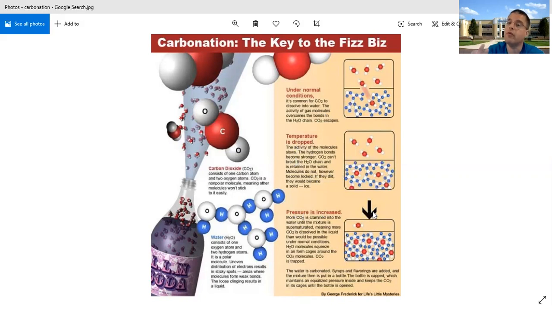So to increase the solubility of a gas in a liquid, you drop the temperature to slow it down from leaving, and you, bam, increase the pressure. Force that in there.